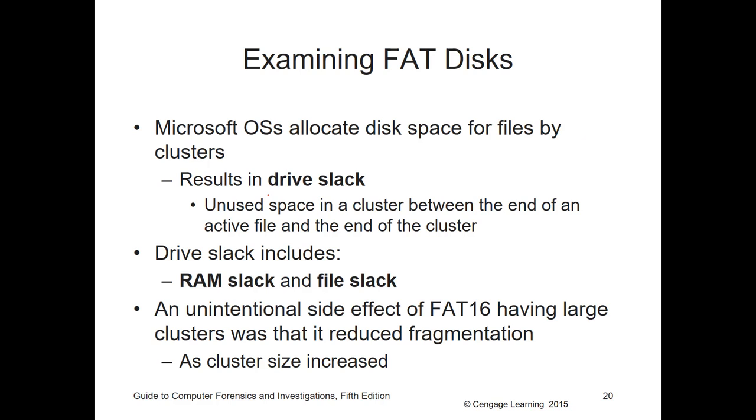So Microsoft OSs allocate disk space for files by the cluster. The result of this is going to be drive slack. That slack is the unused space in a cluster between the end of an active file and the end of the active cluster. So let's say we have a 512 byte cluster and we only have 500 bytes of data. Well, that additional 12 bytes, that's slack.